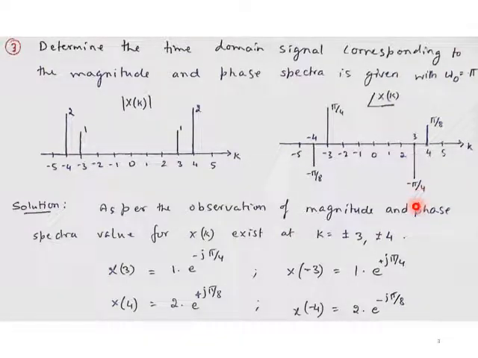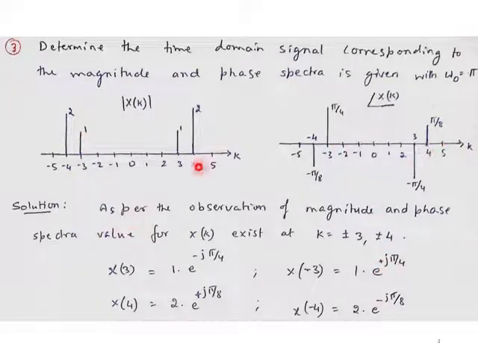So what could be the ratio? It will be the imaginary value divided by the real value. From that I can identify that this ratio will be e to the power minus j pi by 4. This is how I can identify the polar form of x of 3. So from this I understand that x of 3 should be 1 into e to the power minus j pi by 4. What about x of minus 3? It is 1 into e to the power plus j pi by 4.